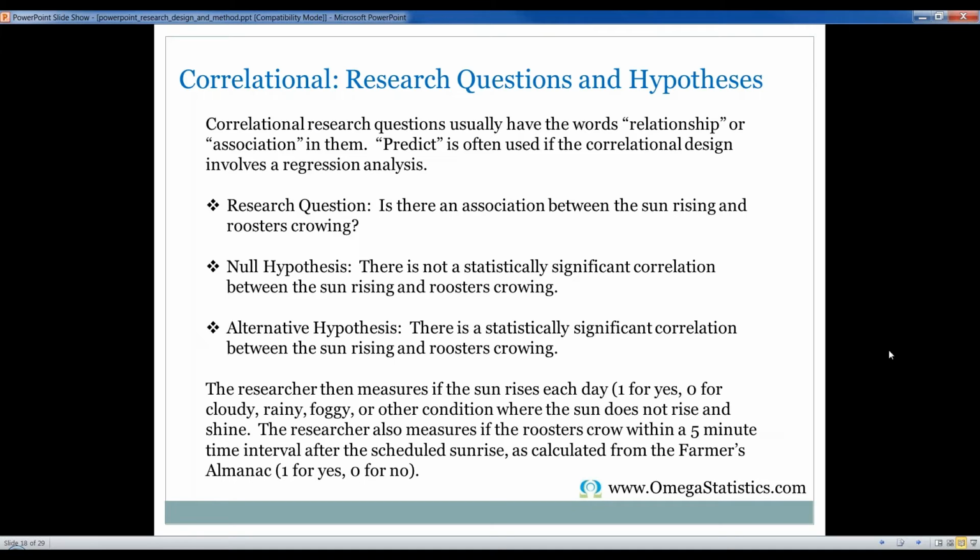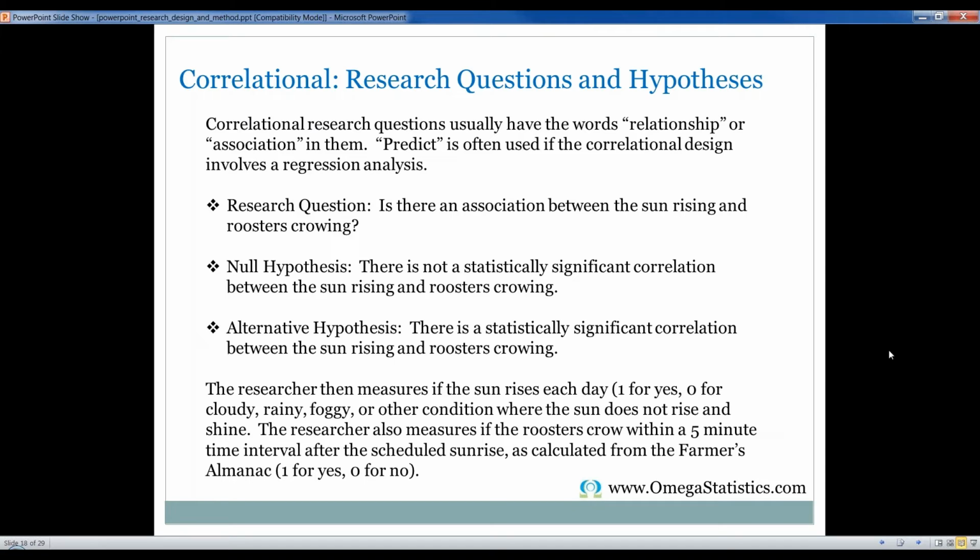So my researcher now, she's measuring if the sun rises each day, okay, and she's going to code it, see, because she's going to operationalize things, and this is part of the methods. You want to make sure you detail it as much as you can. She's going to code it 1 if the sun rises, and she's going to code the day as 0 if it's cloudy, rainy, anything where it doesn't rise and shine, okay.